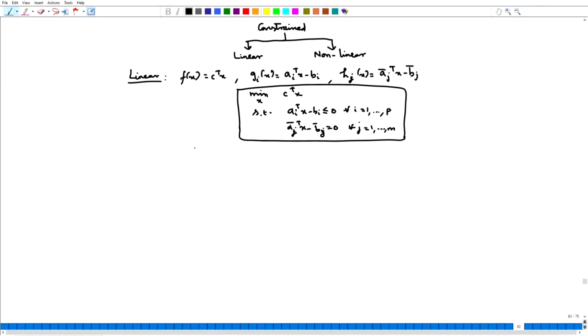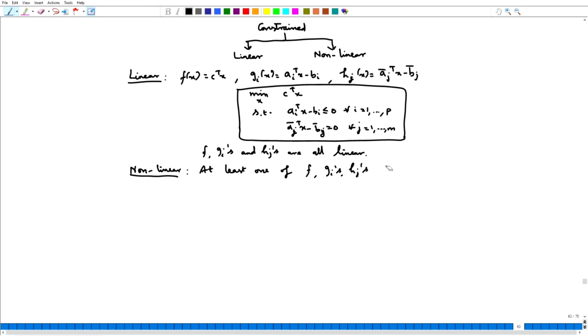As I mentioned, f, g_i's and h_j's are all linear for linear programming. For nonlinear, at least one of f, g_i's, h_j's is nonlinear. And we are going to start with nonlinear optimization problems or nonlinear programming.